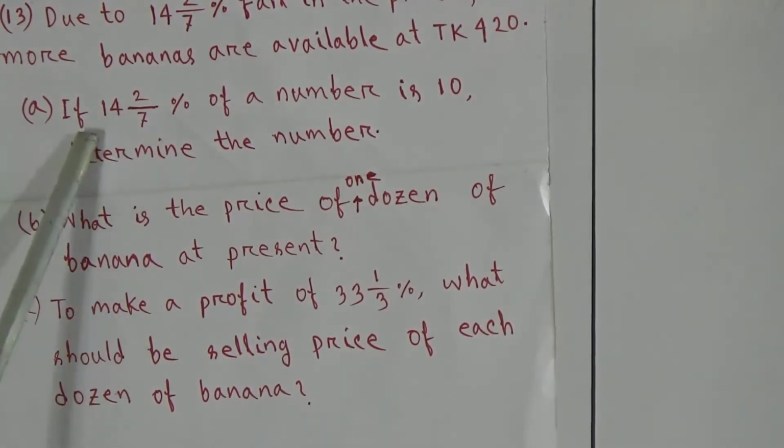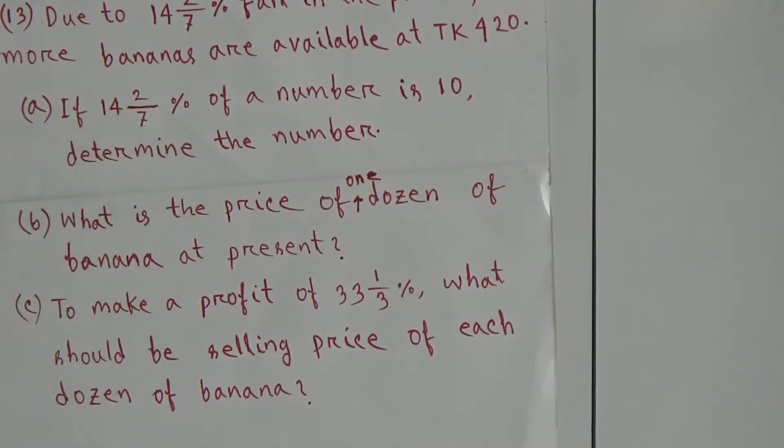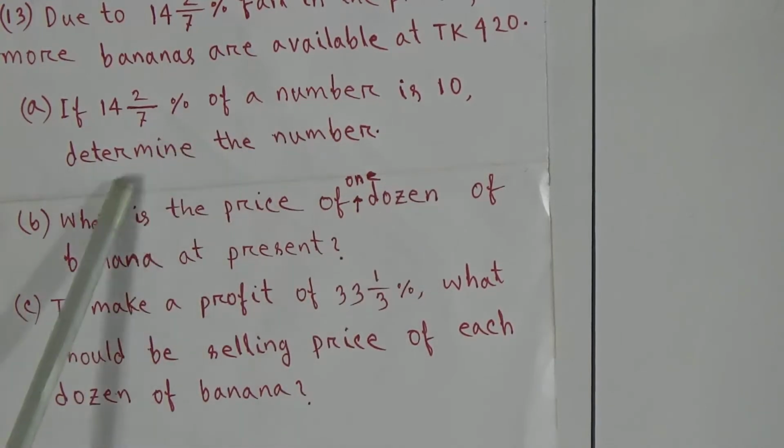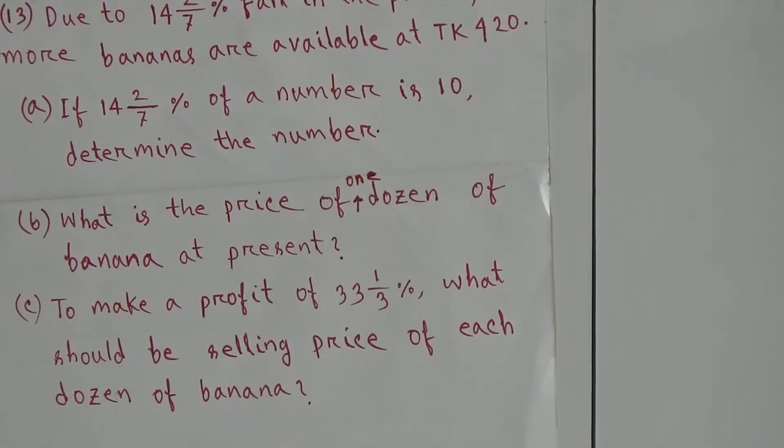Here the question is, if 14 whole 2/7% of a number is 10, we have to determine the number. At first we will assume that the number is x. Then as per question we can write 14 whole 2/7% of x is equal to 10. Then we can get an equation, and solving the equation we can get the value of x. It will be the required number.